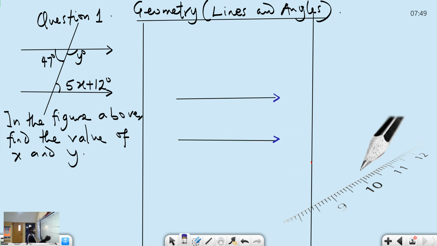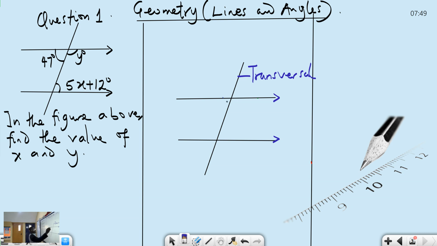When we have two or more parallel lines and a line that cuts across them, the line that cuts across two or more parallel lines is called a transversal line. It's called a what? A transversal line. So when we have parallel lines like this and a transversal line in between, we can find our Z and F angles. We call them Z and F angles.